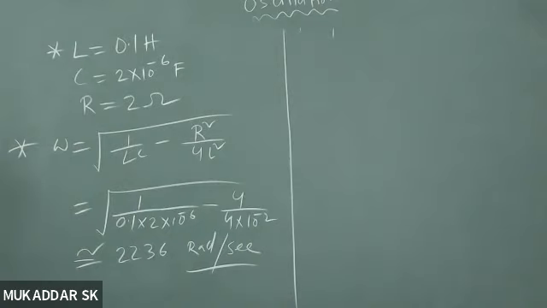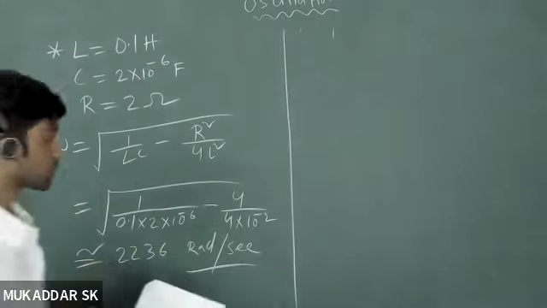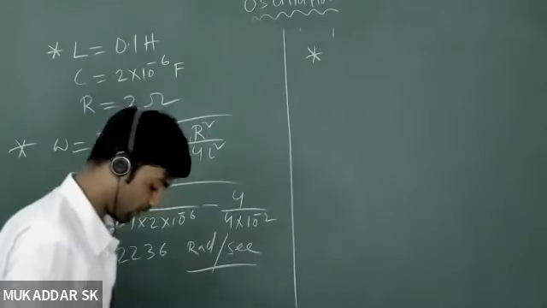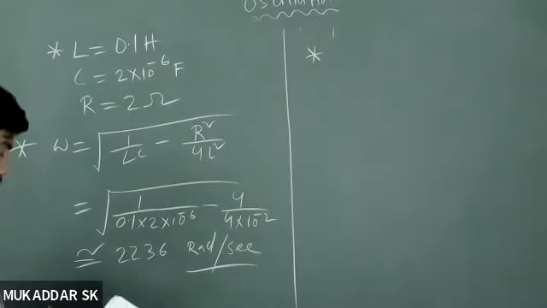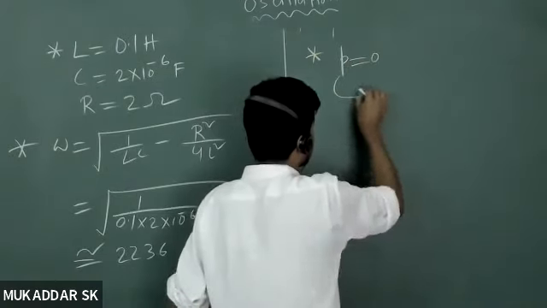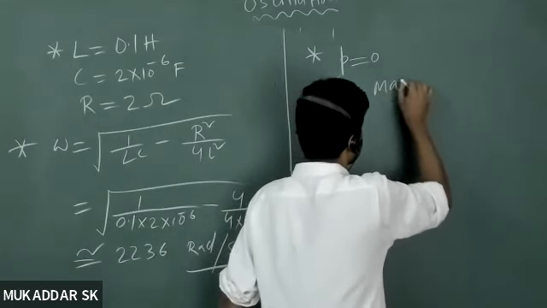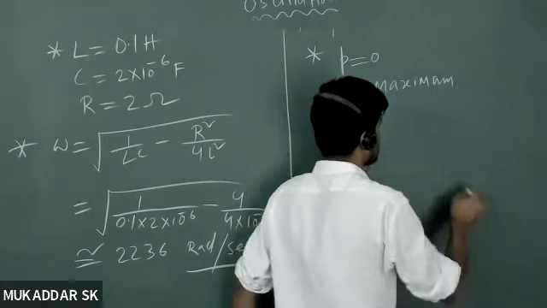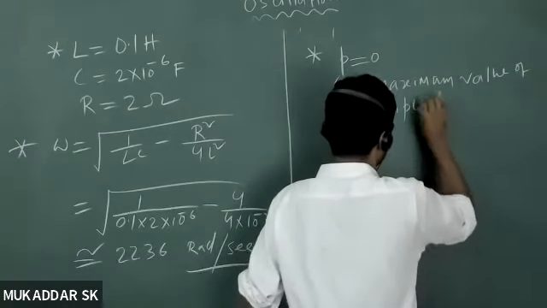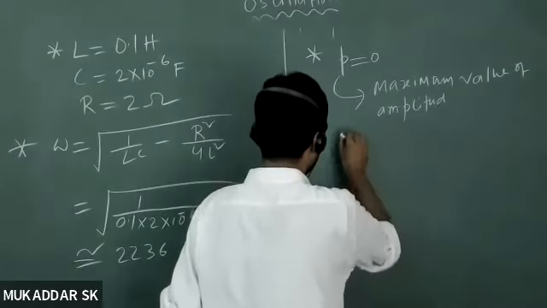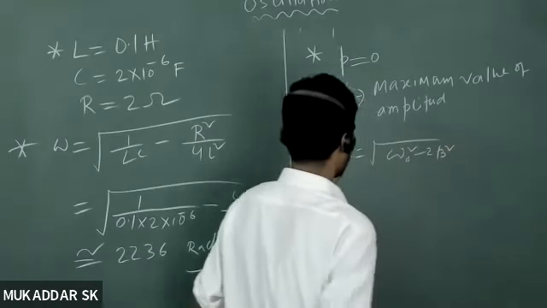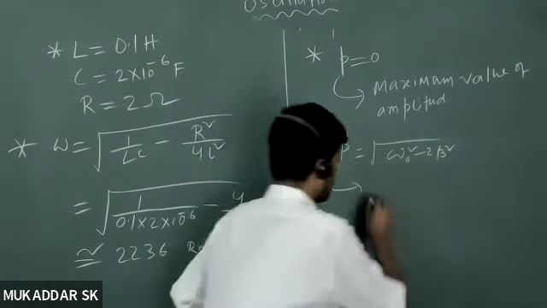Anyway, yesterday I gave homework, and nobody has done that either. Today please try it. If you are not able to solve it, tomorrow I'll solve it. In that homework, I told you that at p equals to 0, you will get maximum value of amplitude, and at p equals to square root of omega naught square minus twice beta square, you will get minimum amplitude.